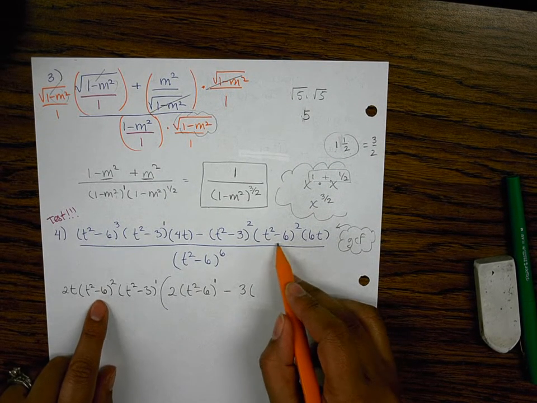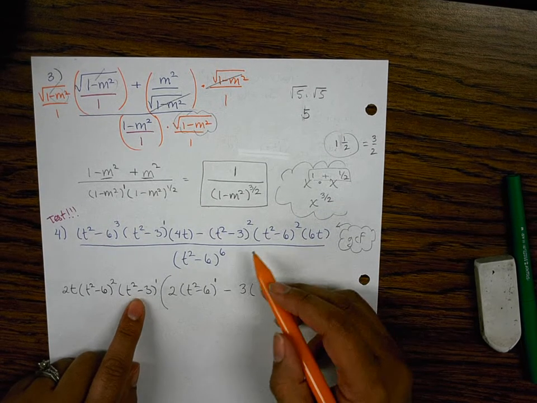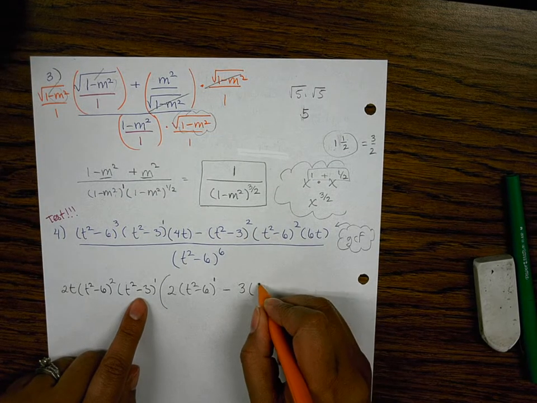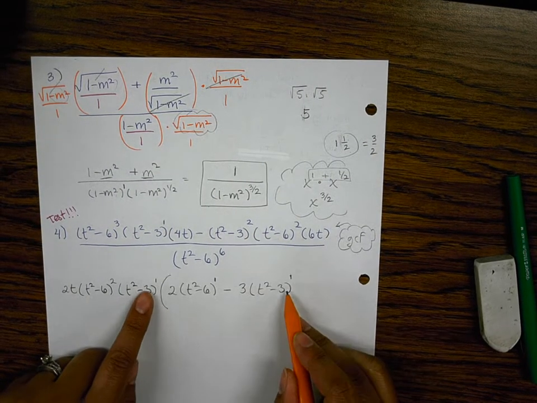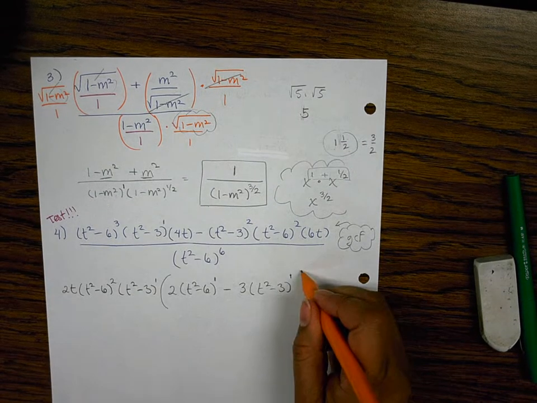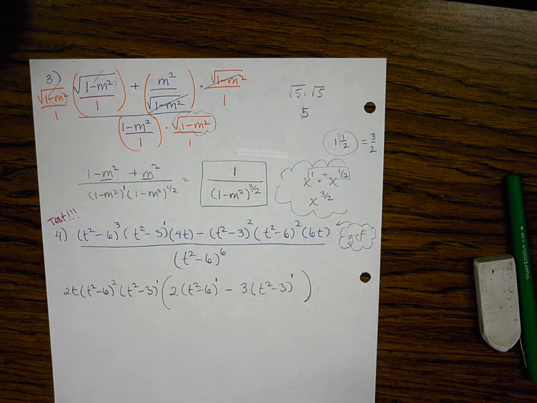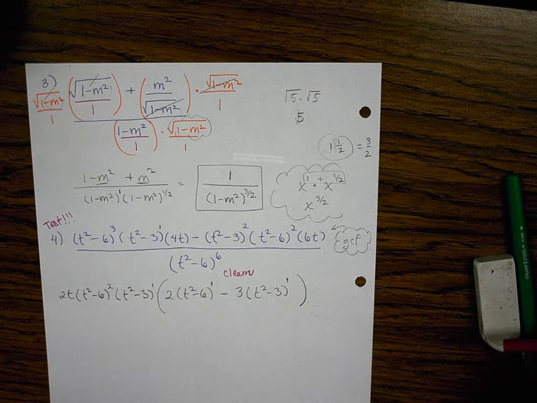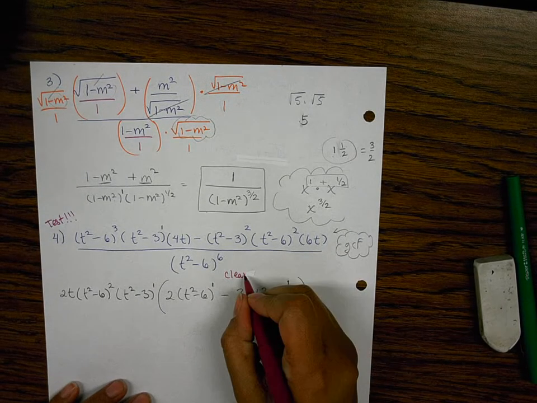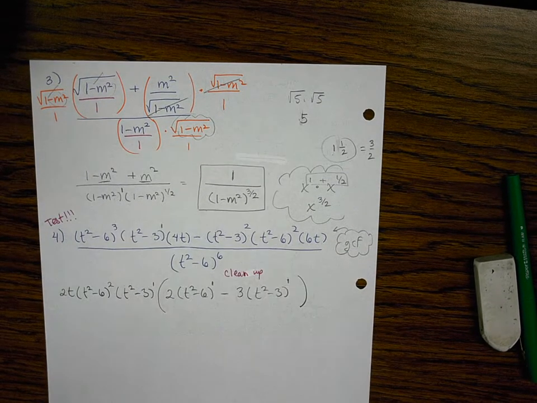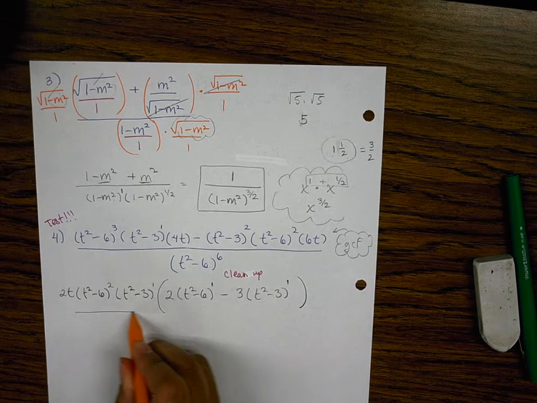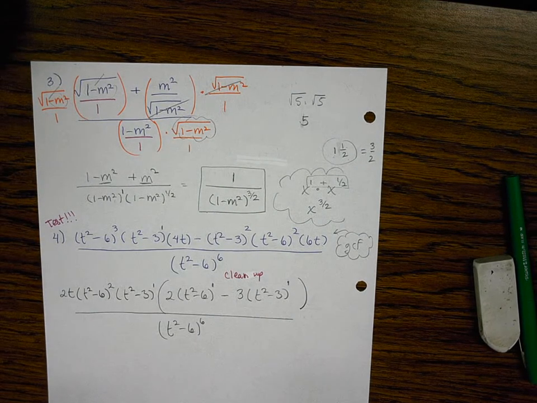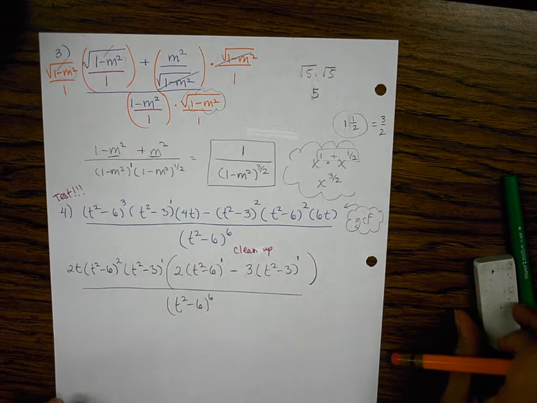Okay, I'm here. T squared minus 6, quantity squared, it's all taken care of. Now I'm here. I need it to be squared, t squared minus 3 squared, and this is first. So another t squared minus 3 to the first power so that it adds up to the squared. All right, now we do have to clean up in here to see if there's any like terms and anything to factor. Okay, all over t squared minus 6 raised to the 6th power.